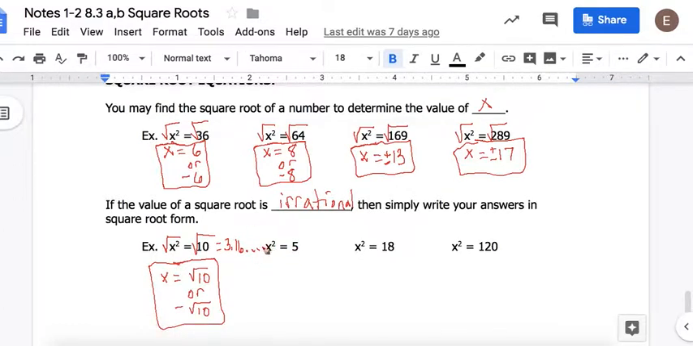Now look at the next example. x squared equals 5. So we're going to take the square root. What I do to one side, I must do to the other. And I type in 5, and I get 2.23... So it's not a perfect square. So we're going to write it in radical or square root form. So x equals the square root of 5 or negative square root of 5.